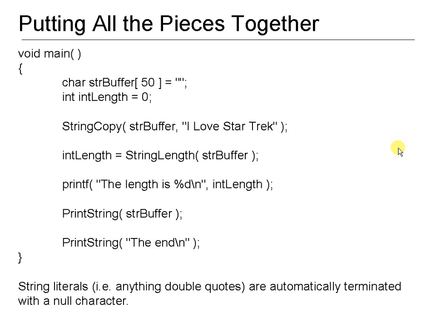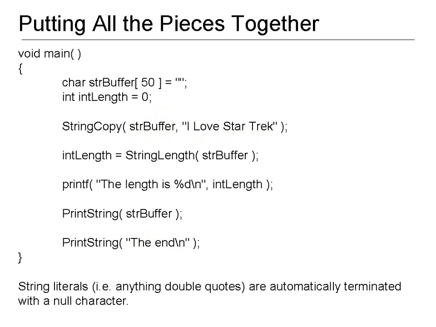So putting all the pieces together, we have something like main. We declare a string of size 50, set our length equal to 0, and we copy a string literal into buffer. Then we go ahead and find the length of that. We print the length, and then we print the string. And oh, this is cool. You can pass not only variables to procedures, but you can also pass string literals like this. So I can print "This is the end" and \n, and it works. Now remember, string literals are automatically null terminated.